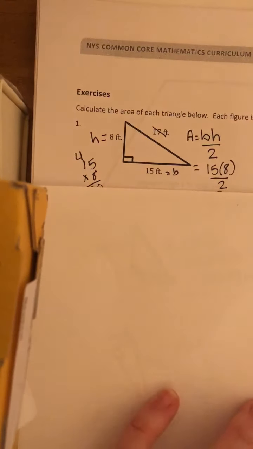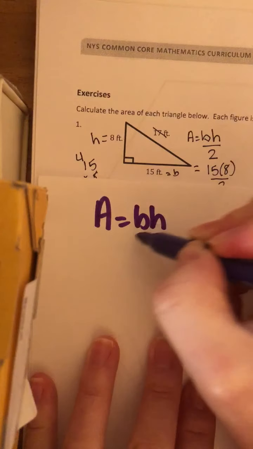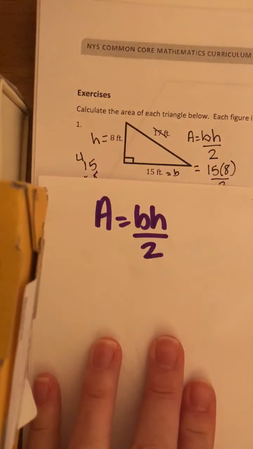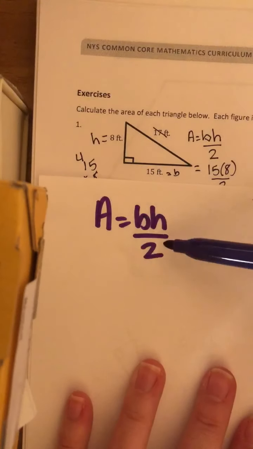So we're going to calculate the area of this triangle. Because I'm working with whole numbers, I'm going to use A equals BH divided by 2. Don't forget to divide by 2. Very common error in 6th grade when we move from parallelograms to triangles, you forget to divide by 2.